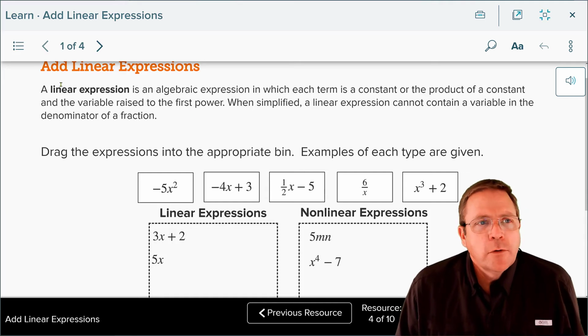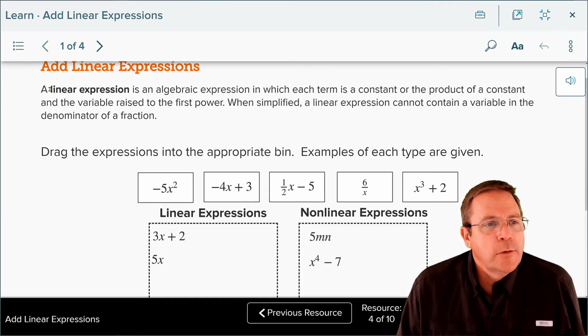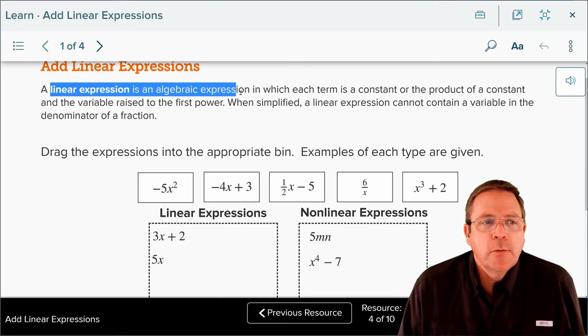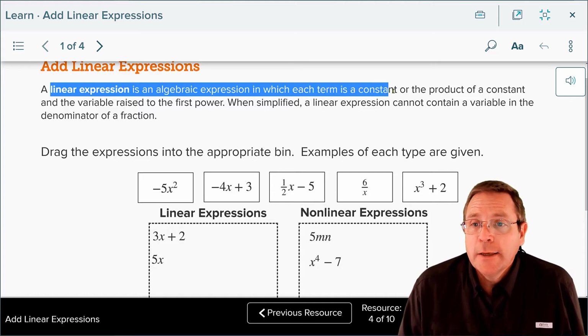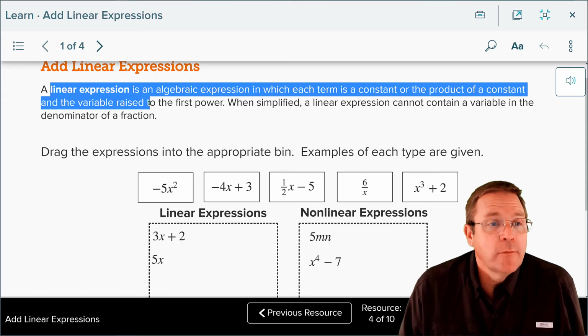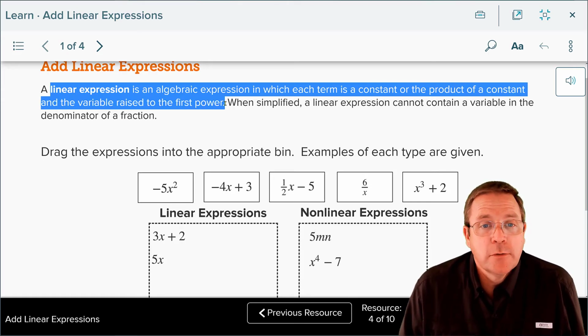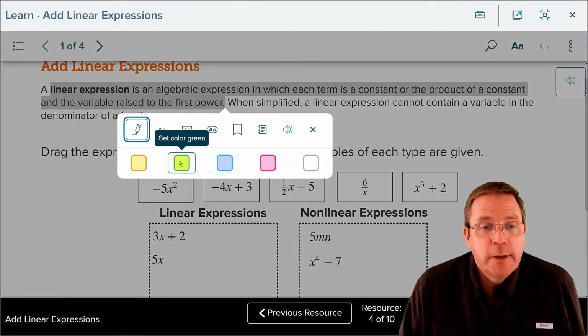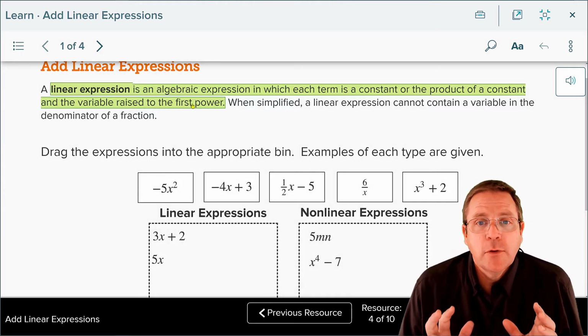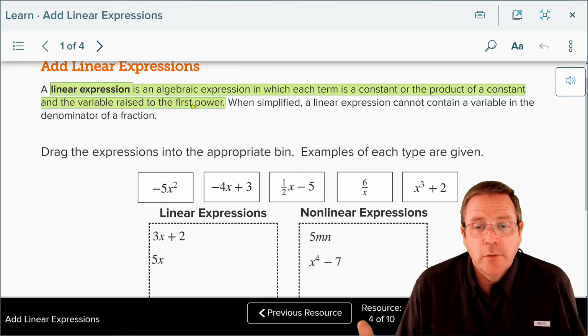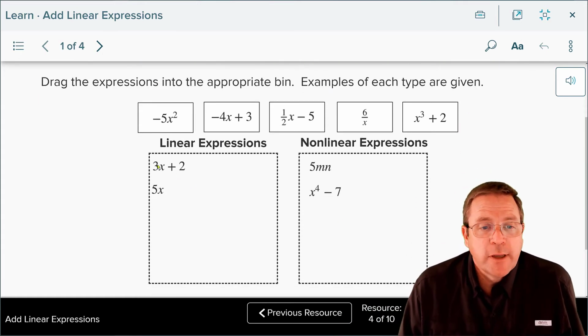So now we're moving on to the Learn, Add Linear Expressions, which defines a linear expression as an algebraic expression in which each term is a constant or a product of a constant and a variable raised to the first power. That's the big deal right there. Your exponent cannot be anything greater than 1. If your exponent is greater than 1, it's not a linear expression. So here they've given us some examples.